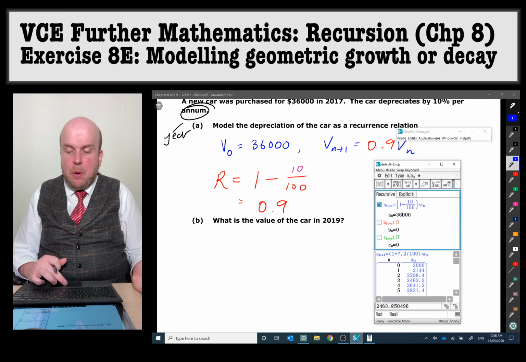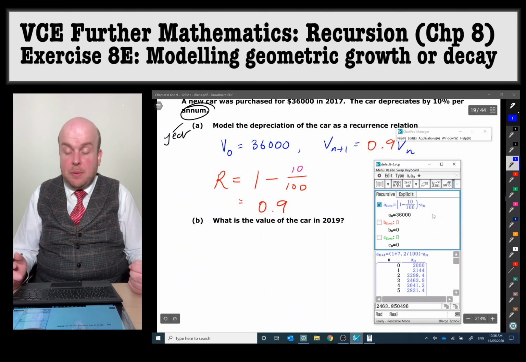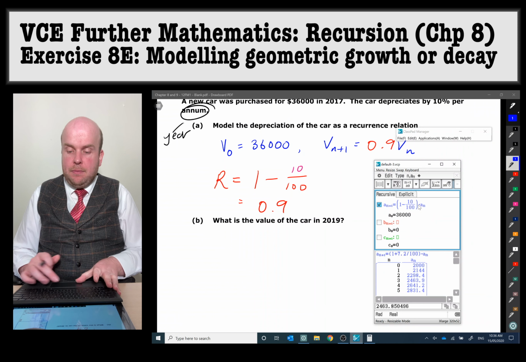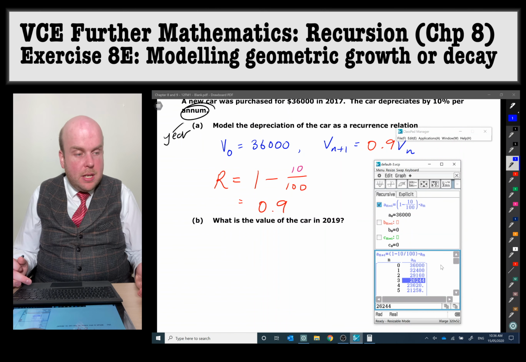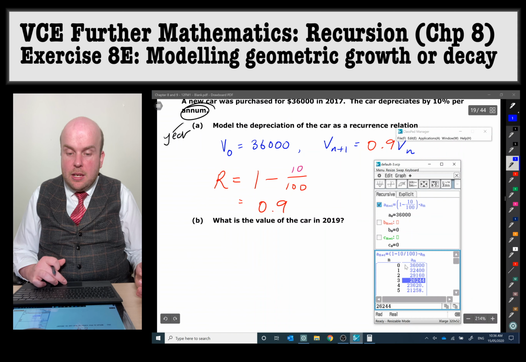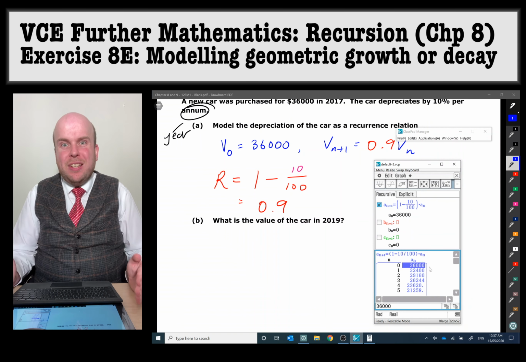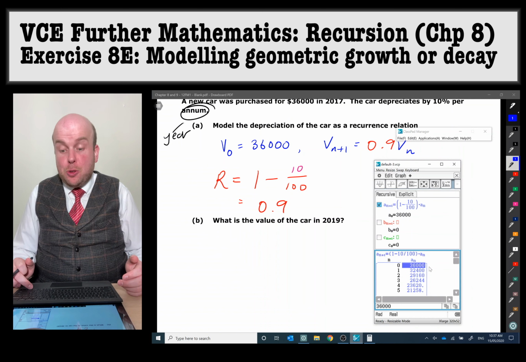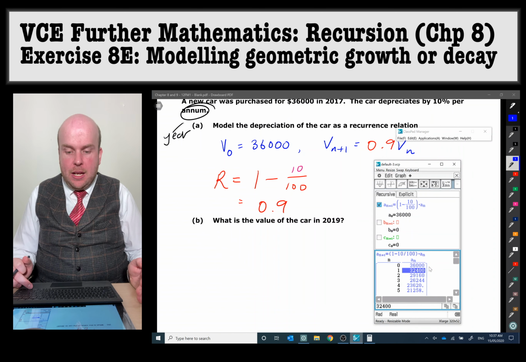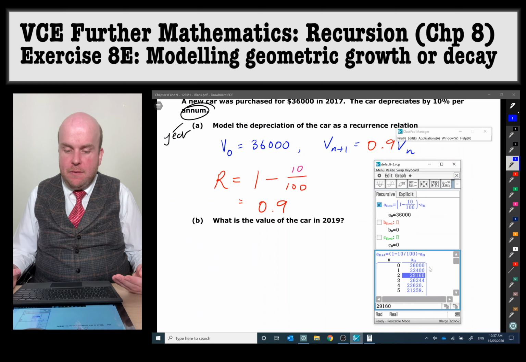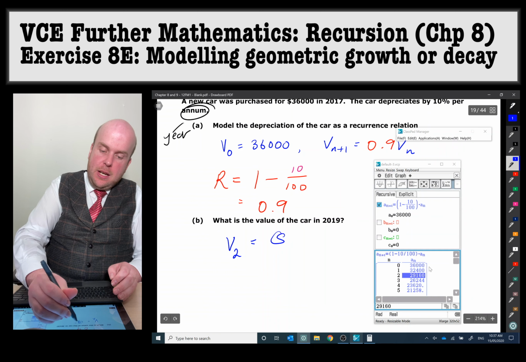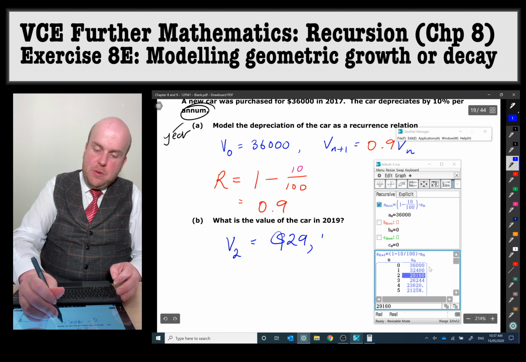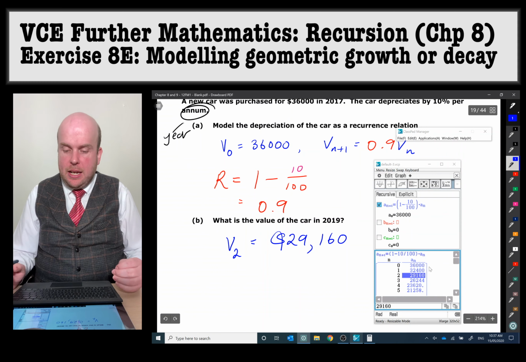So you'll notice there I haven't bothered to use 0.9. I'm just substituting, as you can see. And now here are all of our installments. So we want 2019. So the initial amount was V naught, that's 2017. V1 will be 2018. And then 2019 will be the next year after that, so V2. So this will be V2, which is equal to 29,160. Just making sure that I haven't done any rounding errors.